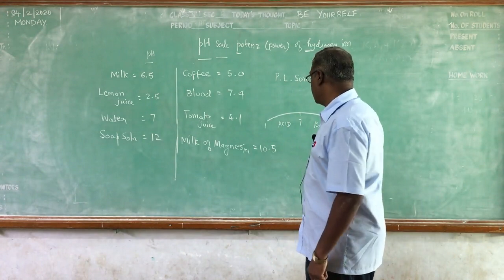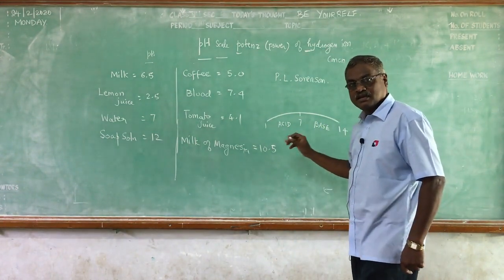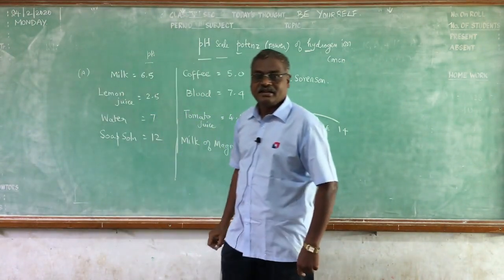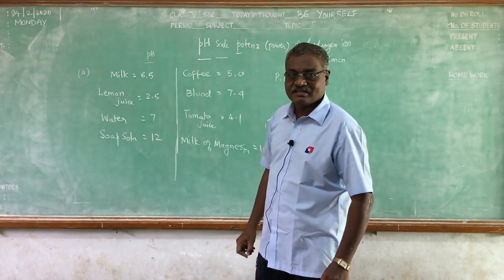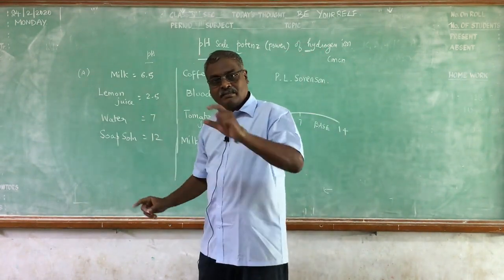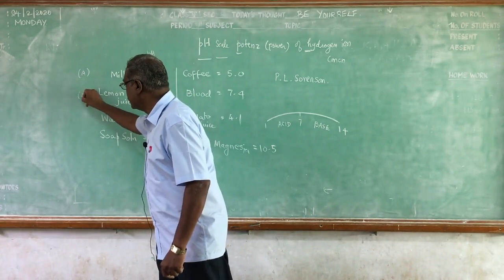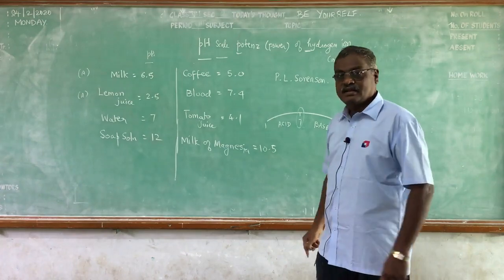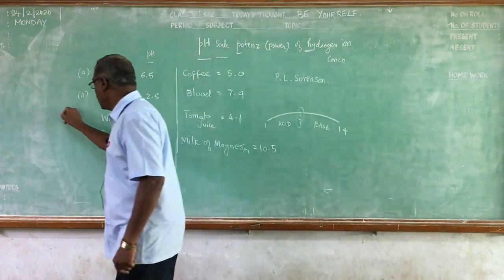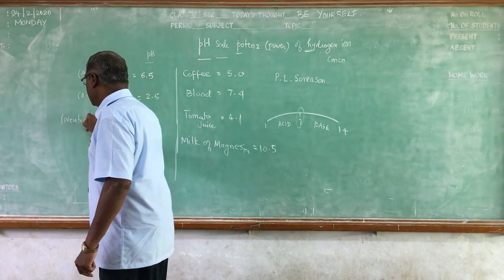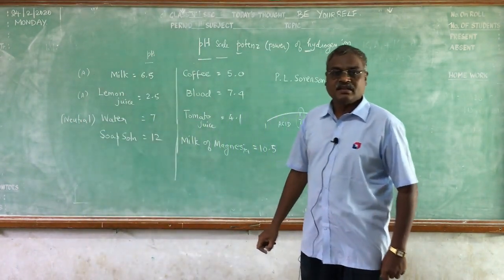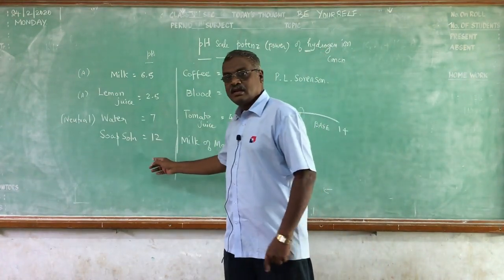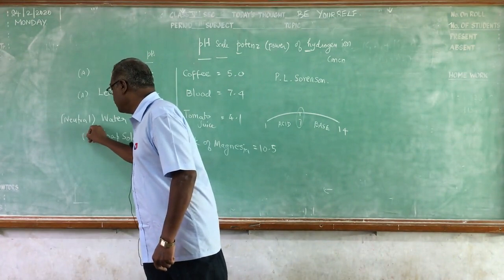Milk is 6.5, which comes before 7. So, milk is acidic. You know that milk contains lactic acid. And the lemon juice also comes less than 7. This is also acidic. And water is 7. When it comes to 7 at the center, we call it neutral. It is neither acidic nor basic, a neutral solution. So, water we cannot say acidic or basic. Soap solution 12, that is basic.